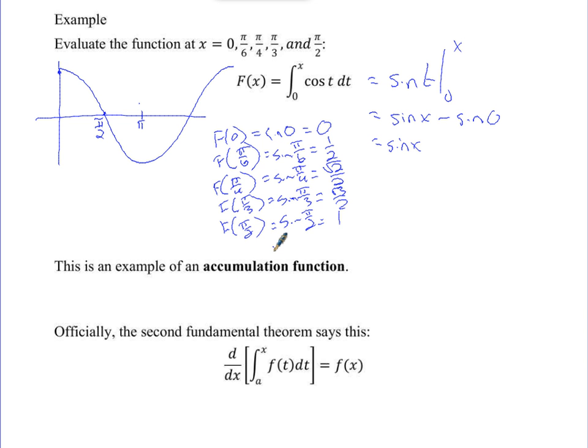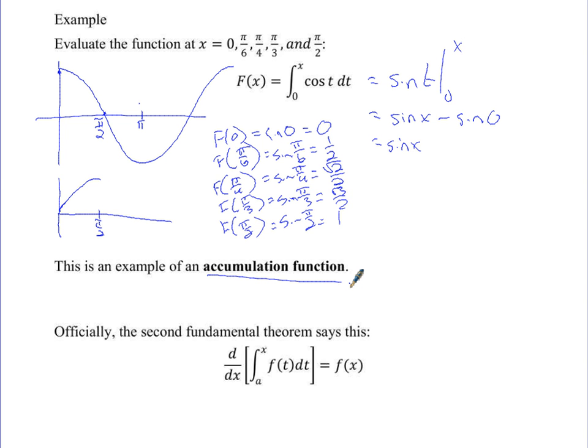Incidentally, if I were to graph sine, where is sine at pi over 2? Yeah, it's at 1. So remember that the total area here, from here to here, gives me the resulting value of the function that I integrated. All right, so it's an example of an accumulation function.